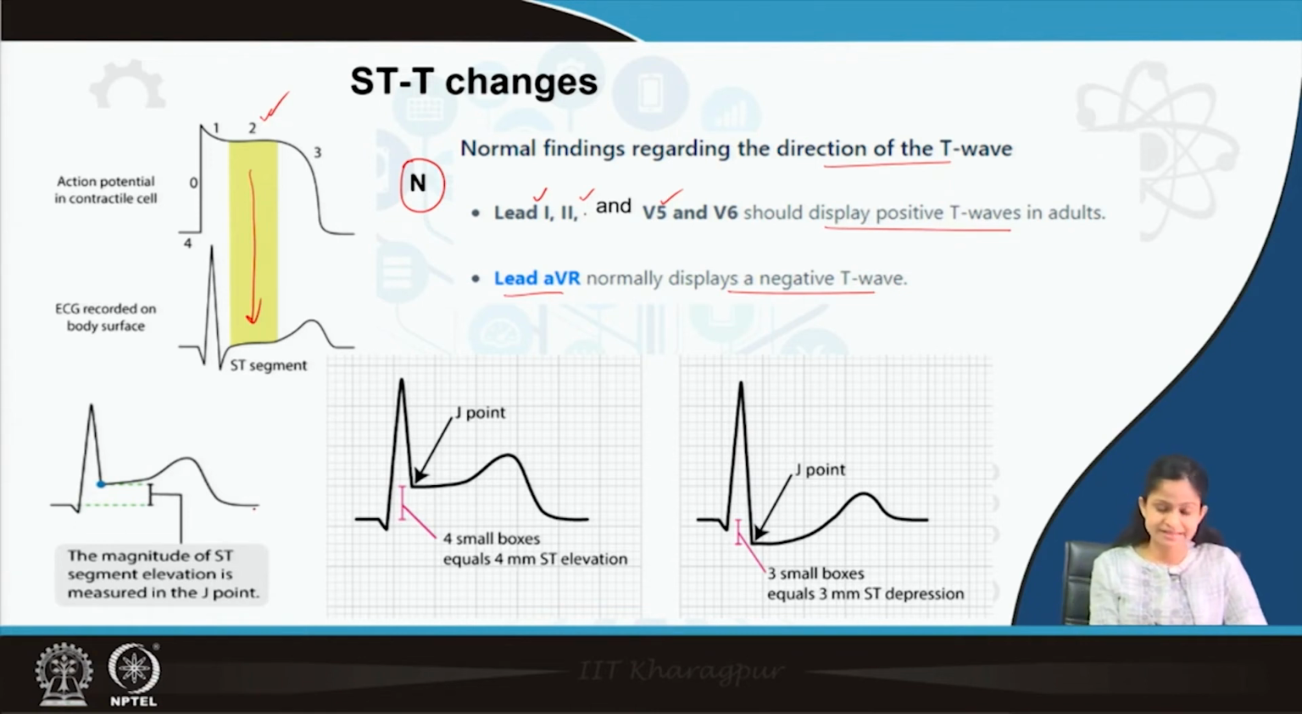The next thing is very important. The magnitude of the ST depression or elevation is measured with reference to the J point. I had already told you this is the J point. Whatever depression or elevation is occurring, you should measure it with reference to the J point. Suppose this is ST elevation, this is the baseline and this is the J point. Whenever there is elevation or depression, the J point also shifts, so we measure with reference to that. Here 4 squares means 4 into 1 millimeter, that is 4 millimeter ST elevation. Similarly, in case of depression, this is the baseline and this is the J point. So, 3 small boxes equal 3 millimeter of ST depression.